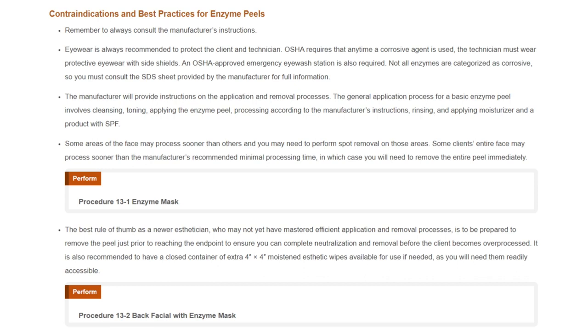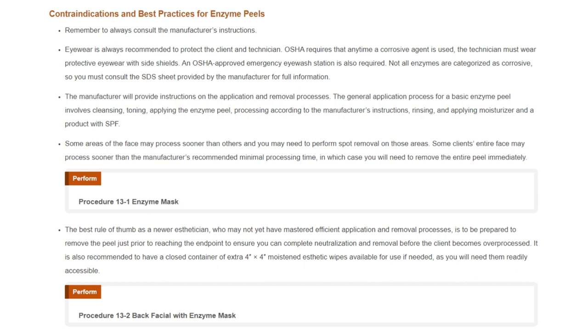The general application process for a basic enzyme peel involves cleansing, toning, applying the enzyme peel, processing according to the manufacturer's instructions, rinsing, and applying moisturizer and a product with SPF. Some areas of the face may process sooner than others and you may need to perform spot removal on those areas. Some clients' entire face may process sooner than the manufacturer's recommended minimal processing time, in which case you will need to remove the entire peel immediately.